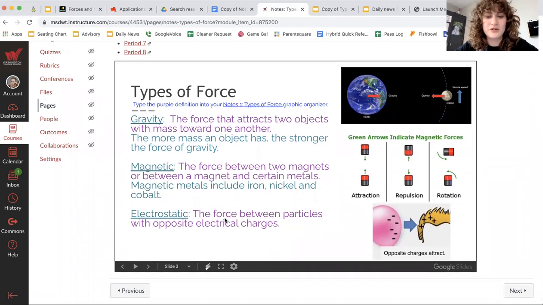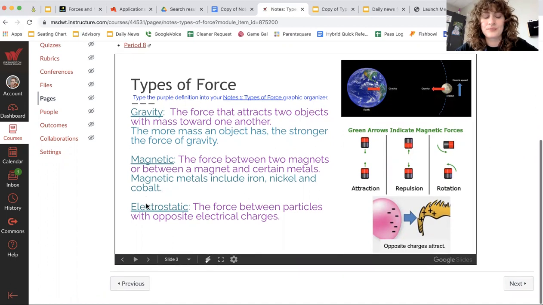Magnetic force is the force between two magnets or between a magnet and certain metals. Not all metals are magnetic. Magnetic metals are iron, nickel, and cobalt. Put that in your graphic organizer notes. Then electrostatic force, otherwise known as static electricity, is the force between particles with opposite charges. You can give a balloon a negative charge if you rub it against maybe your sweater, and then it can pull on your hair, which has a positive charge. Opposites attract.